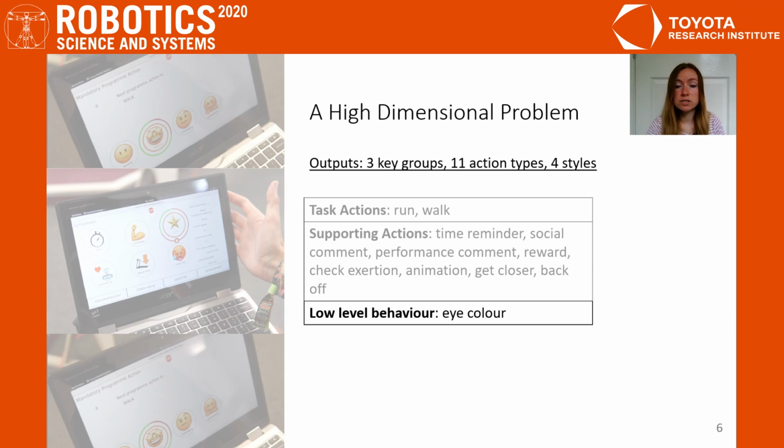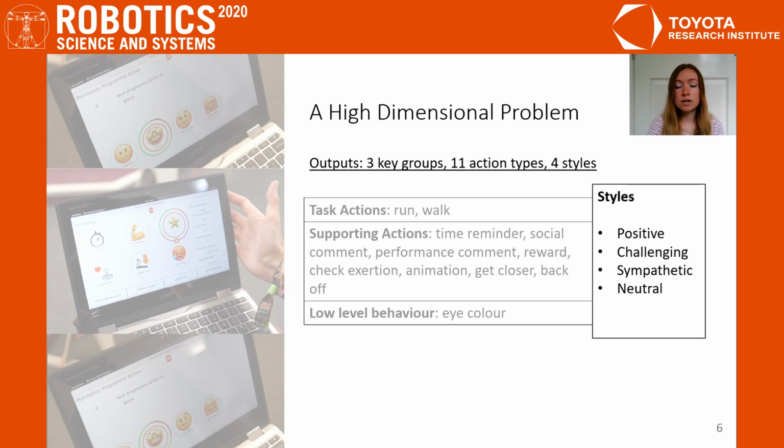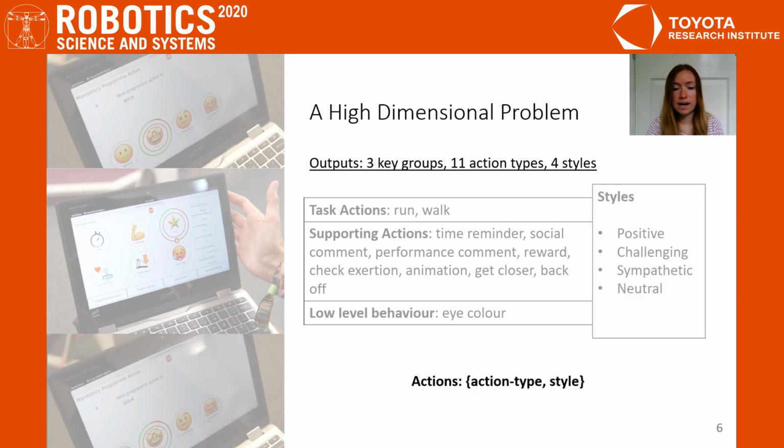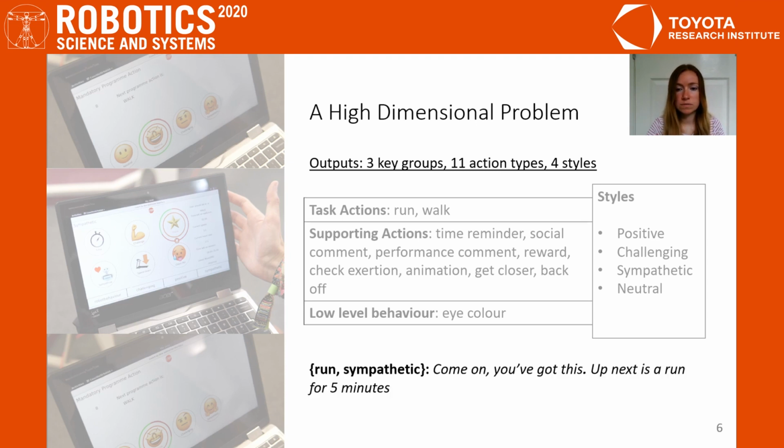Finally, you might want to control lower level behaviours of the robot. So we adjusted eye colour, but you could also adjust proxemics or other non-verbal interaction behaviours. Across all of these actions, you can then apply a style: positive, challenging, sympathetic, or neutral. Overall then, actions are made up of an action type and a style. So for example, a sympathetic run might try to say, come on, you've got this, now we need to run again.